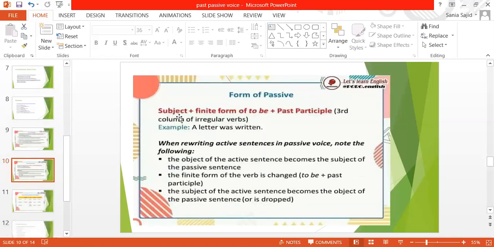Form of passive voice: subject plus finite form of to be plus past participle, which we call the third form of the verb. Example: a letter was written. When rewriting an active sentence in passive voice, note the following. The object of the active sentence becomes the subject of the passive sentence. The finite form of the verb is changed to be plus past participle. The subject of the active sentence becomes the object of the passive sentence or is dropped.